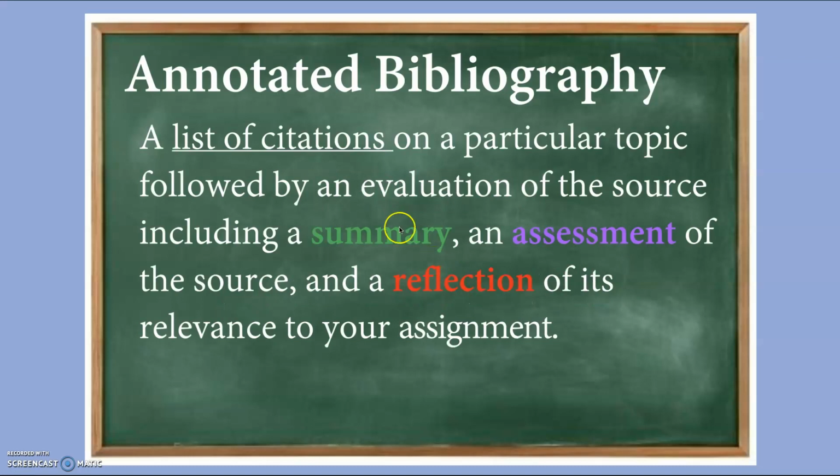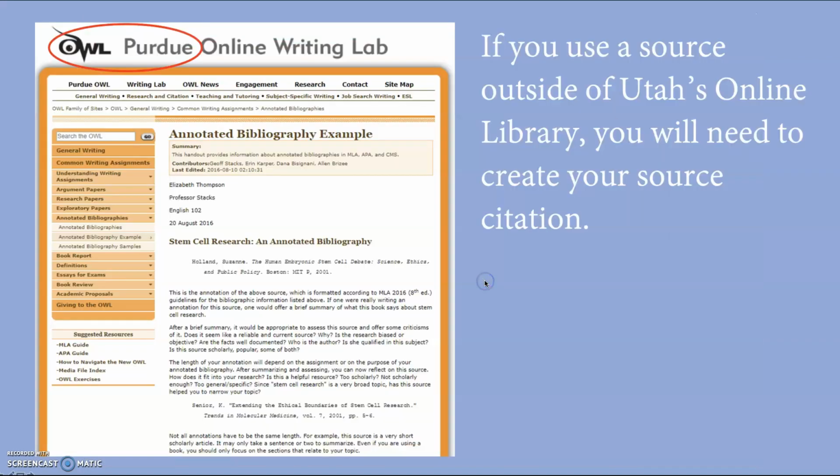This is how it's going to work. It is still a list of citations. It needs to include these things though: a summary, an assessment, and a reflection. Let me show you how it works. If you go outside of Utah's online library, you're going to have to create your own source citation. The Purdue Online Writing Lab is a really good source to help you with this.